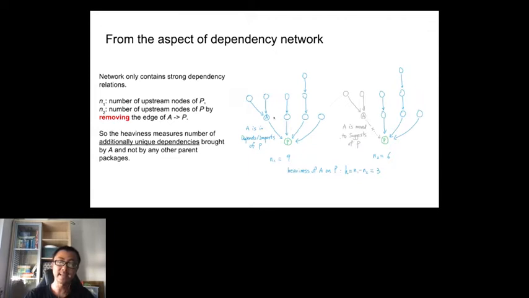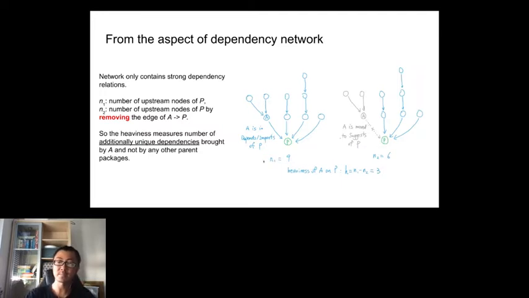Now because A is a strong parent of P, to calculate the heaviness, we change A from a strong parent to a weak parent, which means we remove the relation between A and P. So we remove this branch. Now N2 is the number of the strong dependencies after removing A from this dependency network.